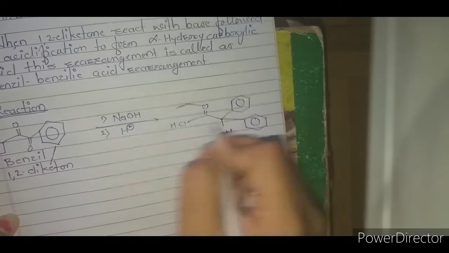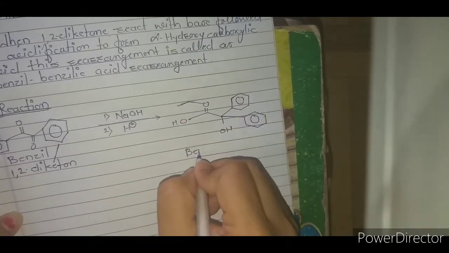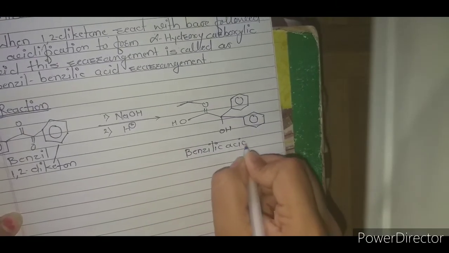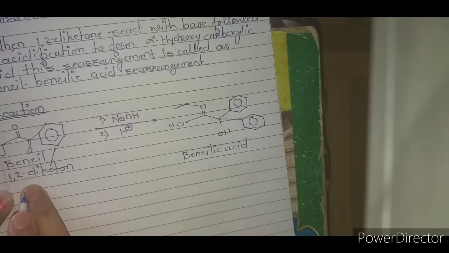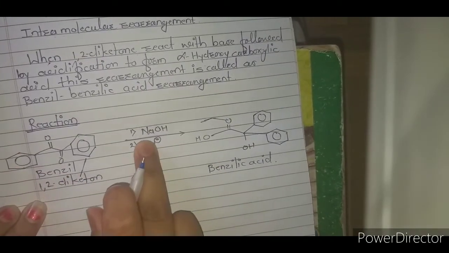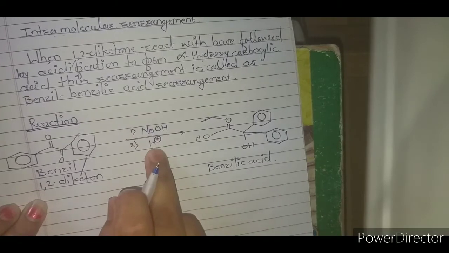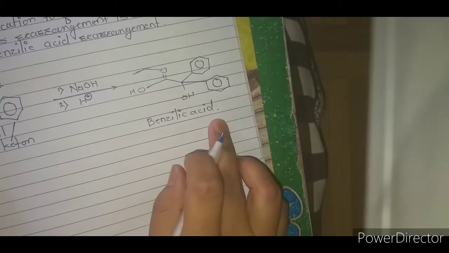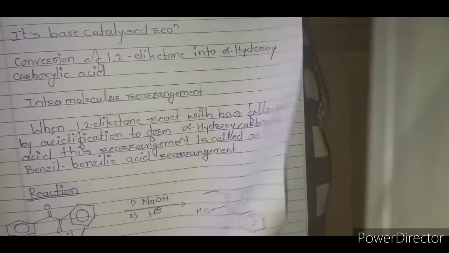Okay, so this is benzilic acid. It is your benzil. When benzil is treated with base followed by acidification, it forms benzilic acid. Okay, let's see the mechanism of the benzilic acid rearrangement.